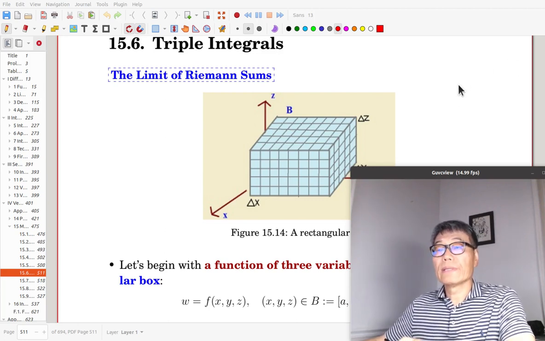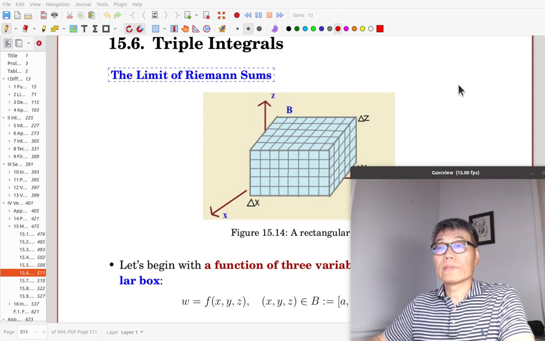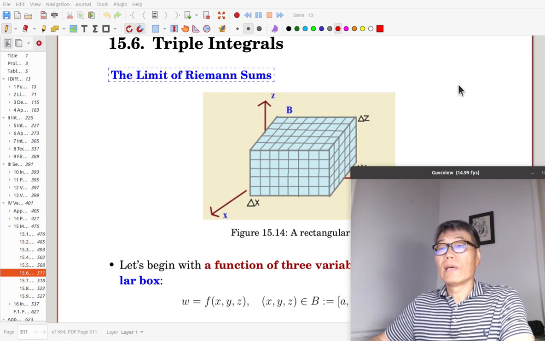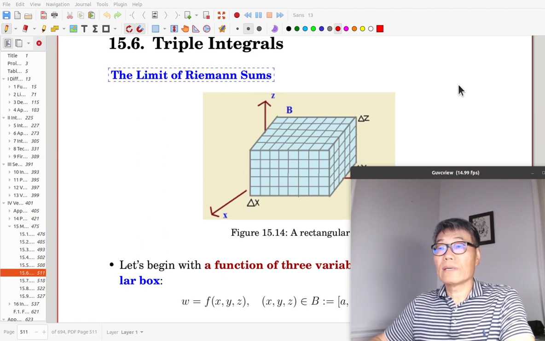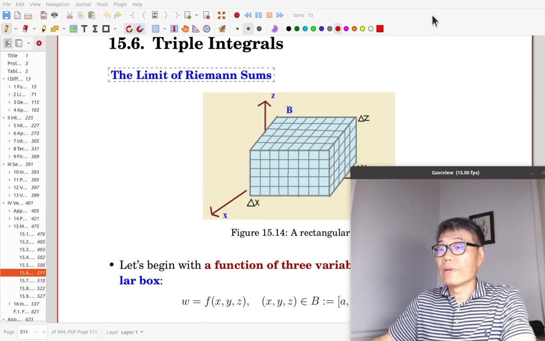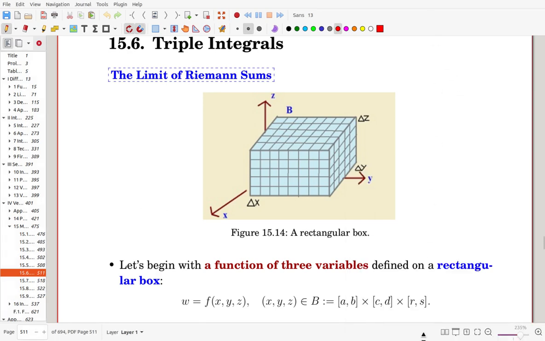This section and the following two sections will cover triple integrals. As for double integrals, the triple integral is defined as the limit of Riemann sums. Let's begin with a function of three variables defined on a rectangular box as shown in this figure.